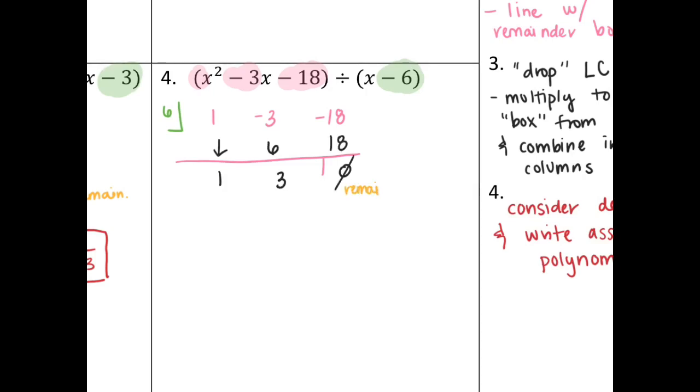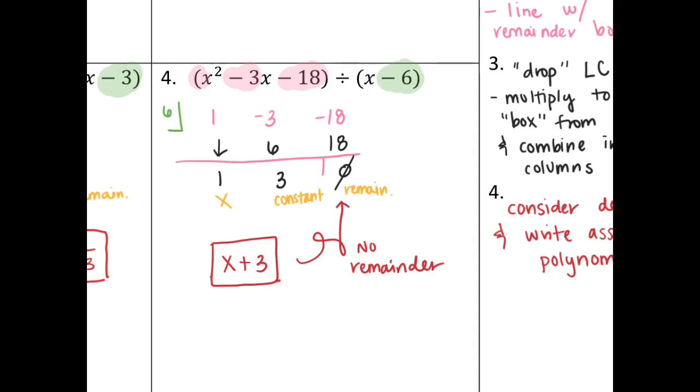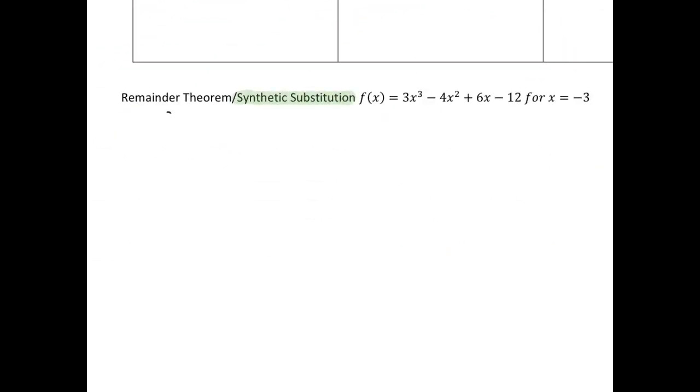Wow, this time we get a remainder of 0. That's okay. So now I have a constant and a binomial. So my answer is just x plus 3. If you don't have a remainder, you do not need to add it on. The idea of 0 over something is unnecessary.